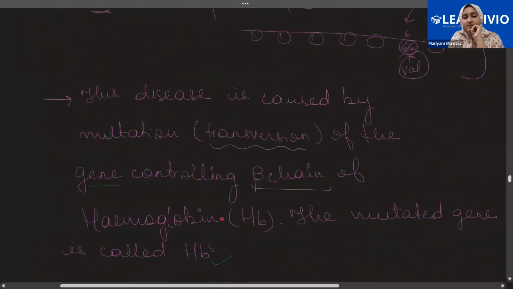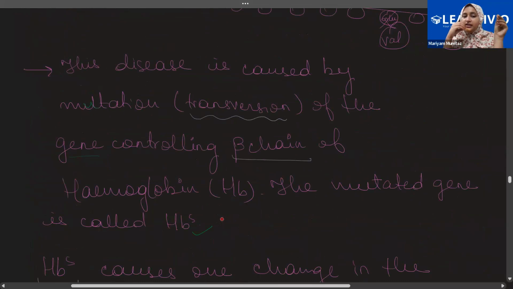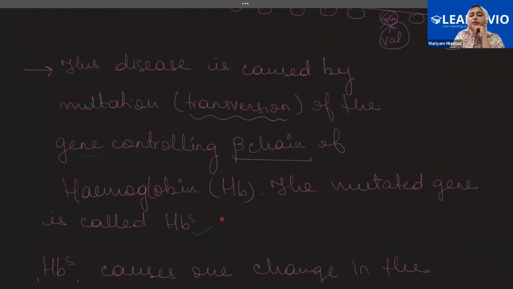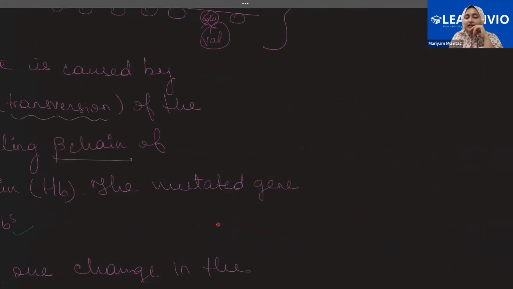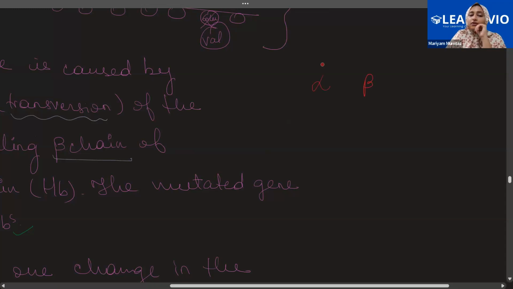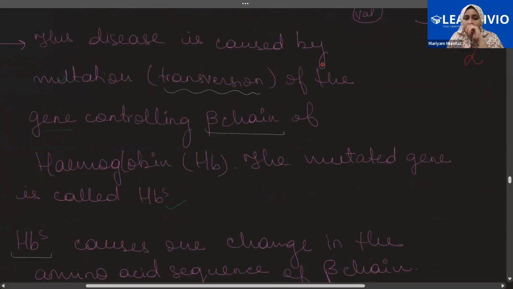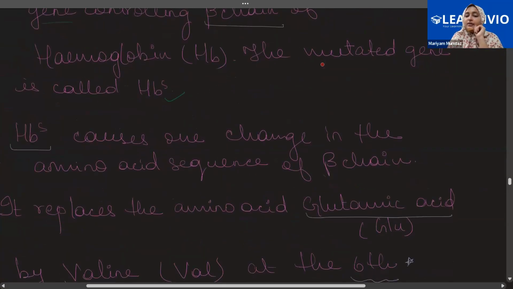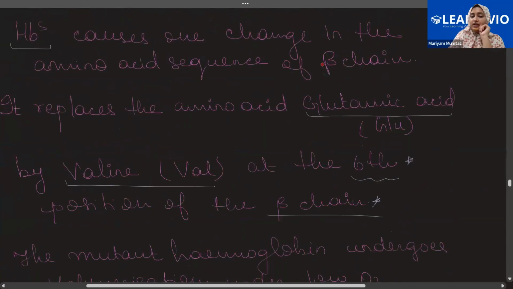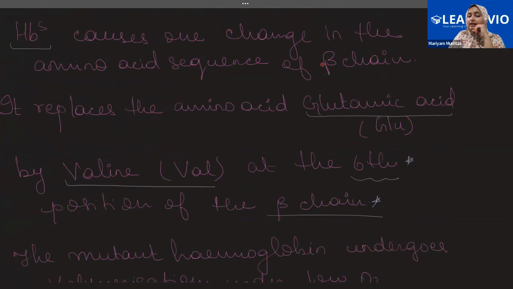Now, what happens in this particular case? There is a proper transversion mutation that happens in the beta chain of hemoglobin. You people might remember that I said that RBCs are red in color because they contain hemoglobin, right? The hemoglobin present in the RBC is actually made up of two chains, alpha and beta chains. So this mutation arises in the beta chain of the hemoglobin. Because of the transversion mutation, at the sixth position of the beta globin chain, initially there is glutamic acid. But in this mutation, this glutamic acid gets replaced by valine.